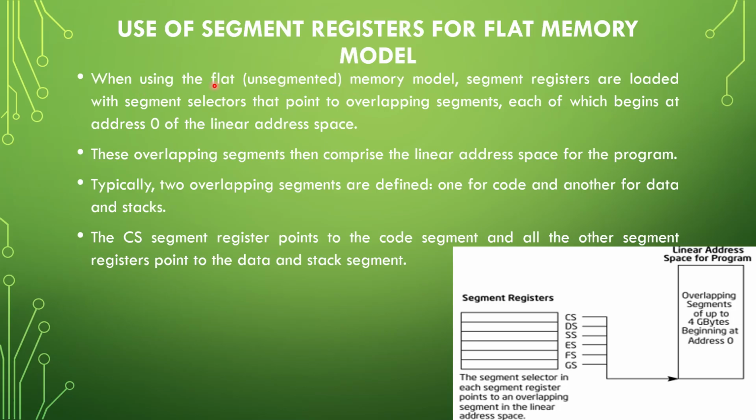When using the flat memory model, or the unsegmented memory model, the segment registers are loaded with segment selectors that point to overlapping segments: code, data as well as the stack. These segments overlap, and each of them begins from address 0. These overlapping segments comprise the linear address space of the program.